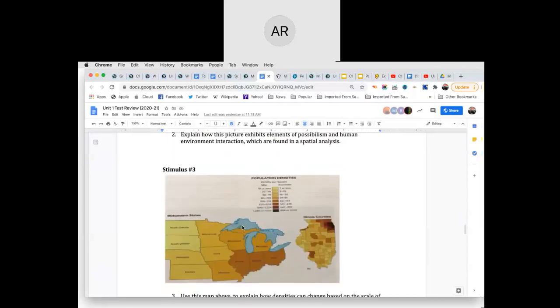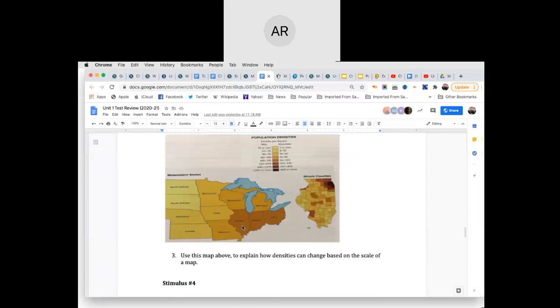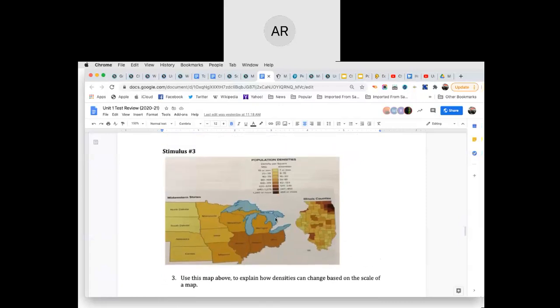Number 3, this again shows the scales of maps. Here we have a small scale map. It shows Illinois, which according to the map has 320 to 629 people per square mile. But when we look at the large scale map and zoom into Illinois, we can see that most of the population is in Cook County. Same if we did Minnesota.